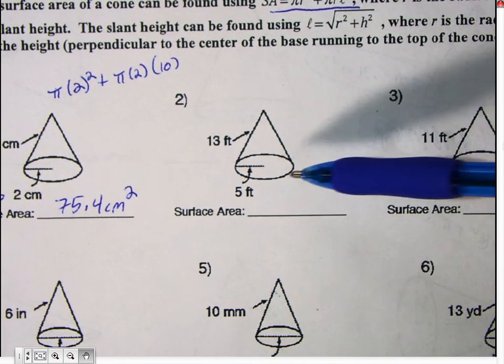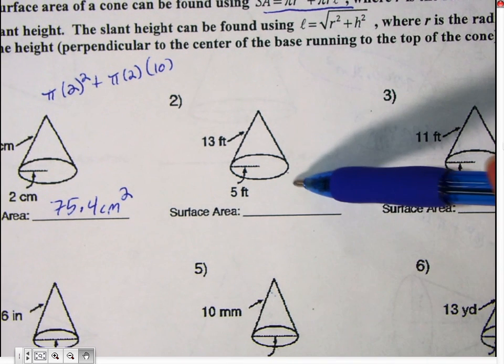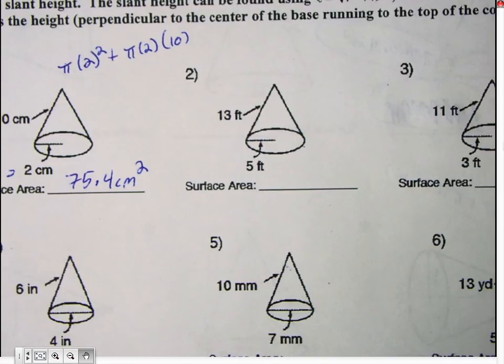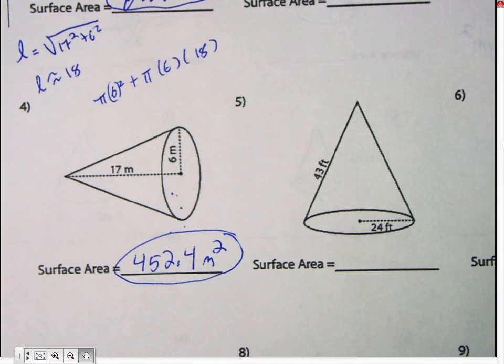Okay? Remember, the front is a lot easier. You just plug it into the formula. You do not have to worry about finding the slant height for anything on the front. The back you do for some, for others you don't. Okay? Any other questions before I stop recording?